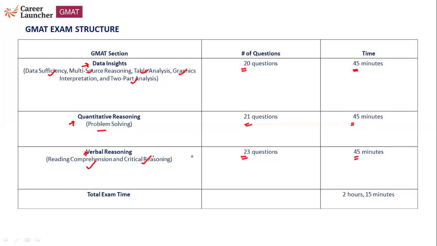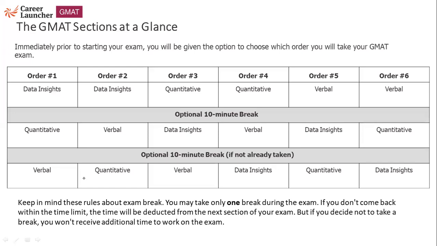So total testing time comes out to be 2 hours and 15 minutes, excluding one break. You have a break of 10 minutes, so you can take that break. If you take it, total testing time inclusive of the break comes out to be 2 hours and 25 minutes to be precise. So that's how you should time yourself and prepare, expecting about 2.5 hours at the center.